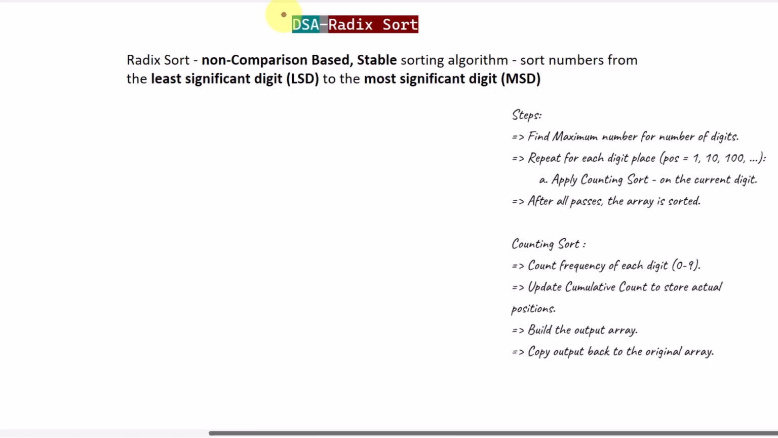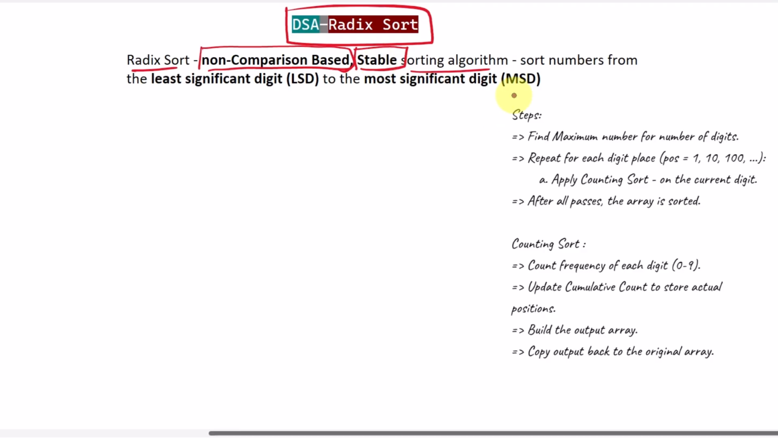So let's just talk about the Radix Sort algorithm. Radix Sort is a non-comparison based stable sorting algorithm. Non-comparison based means here we do not compare between elements. And also this is a stable sorting algorithm, which means the equal elements will preserve their relative order.